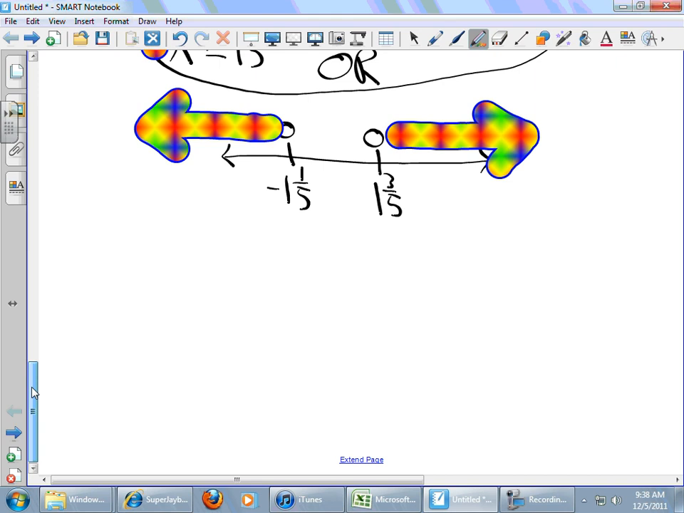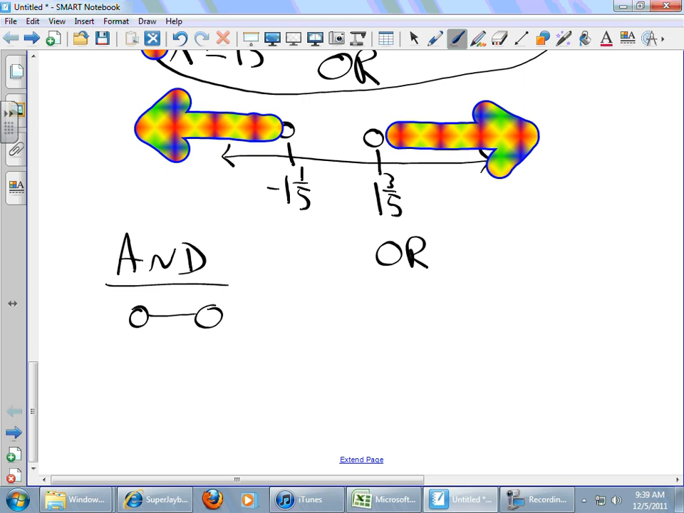Remember, I told you in class, I showed you with your hands, that typically, in almost all cases, ands will look something like this. Of course, the circles could be closed. Ors will look something like this. And again, the points could be closed, right? Okay, there you go. That's what's going on.